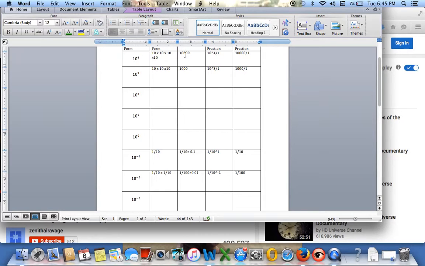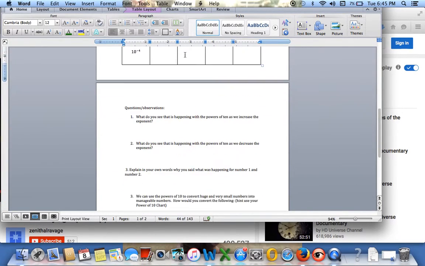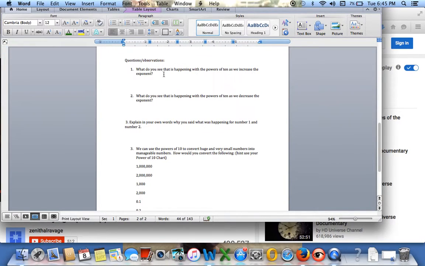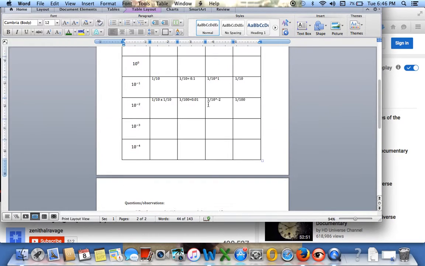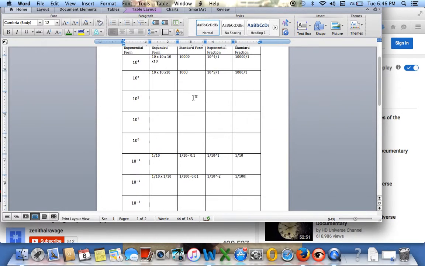Then all of a sudden we jump up to 10,000 meters wide. That's 10,000 of those hula hoops, and just in another step. And you want to think about how quickly those numbers get bigger. So after you fill in this chart, I want you to then think about answering these questions. What do you see that is happening with the powers of 10 as we increase the exponent? What do you see that's happening with the powers of 10 as we decrease them? That means when we go to the negatives. What's happening there? What kind of patterns can you see in these?